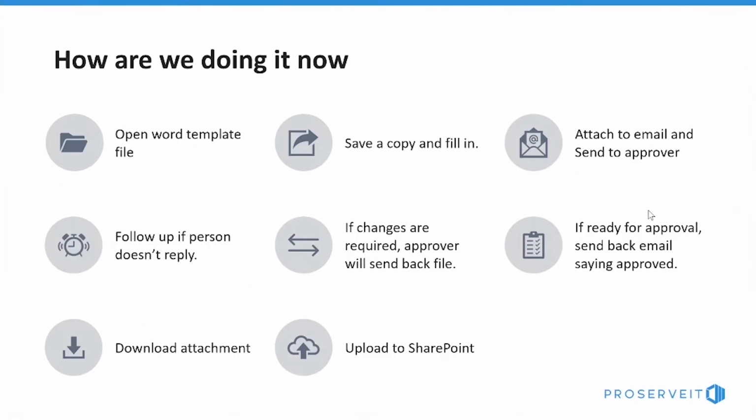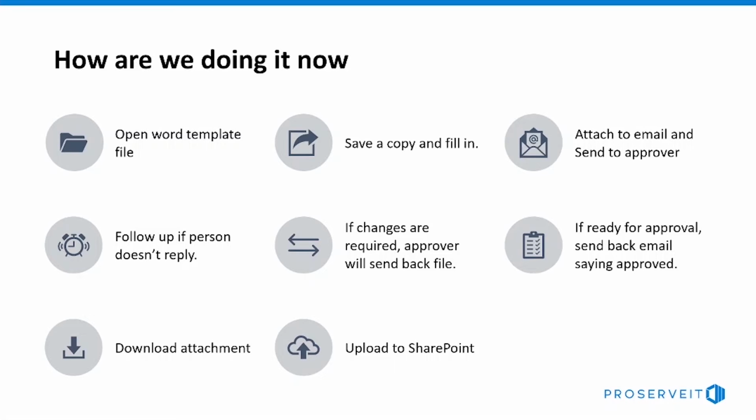So I'm going to pretend I'm a salesperson and I need to get a quote, and I need to do a lot of things around that task, and it's usually the same thing that I do. This is how we're doing it right now. I open a Word template and then I save a copy in a folder I want to work in. I fill it in, and then I'll attach it to an email and send it to the approver. Usually that's my boss. Sometimes that person doesn't get back to me quickly, so sometimes I have to follow up with that person. I message them. Sometimes I even text them.